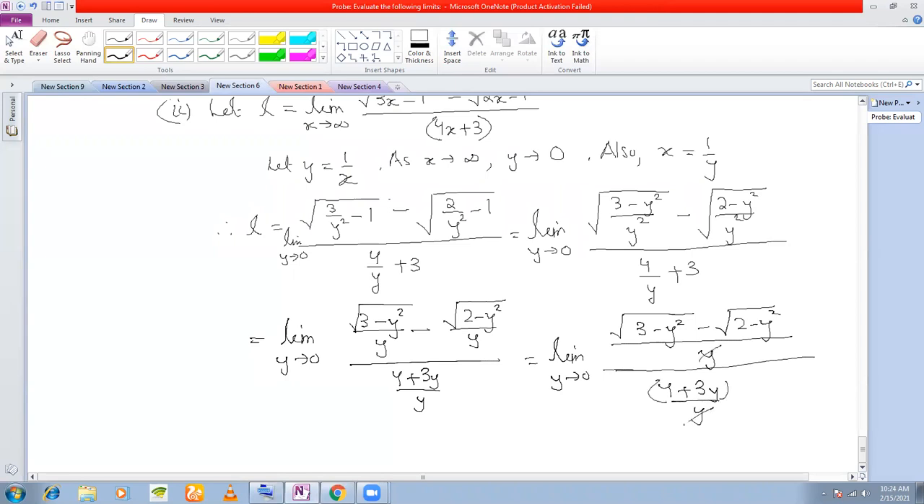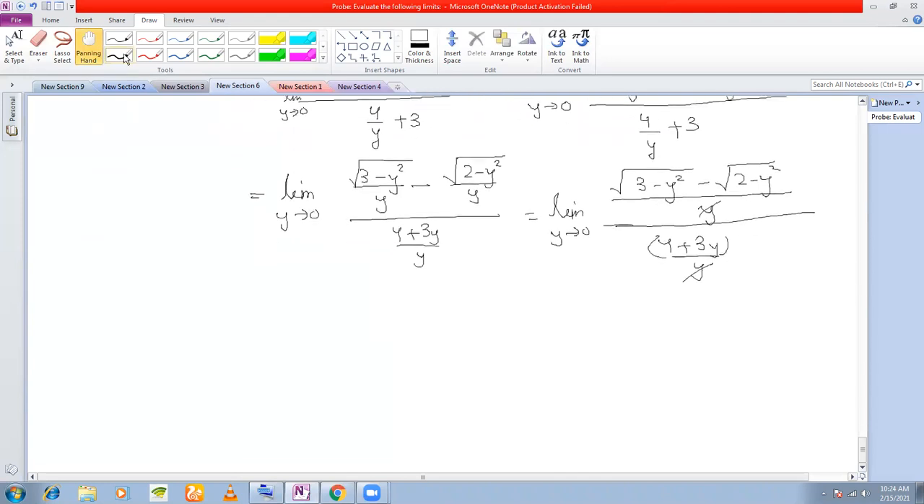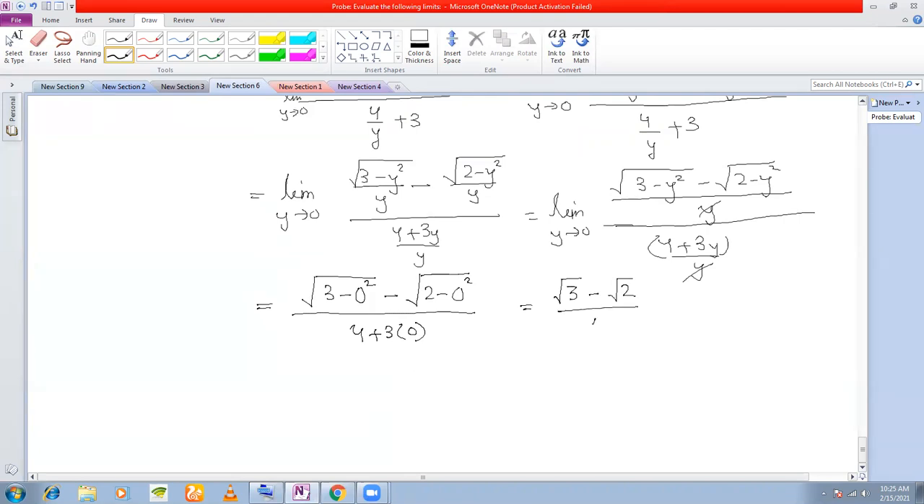Now clearly this y and this y cancel off. Now you can put y is equal to 0 and you don't get an indeterminate form. So you get root over of 3 minus 0 square minus root 2 minus 0 square, divided by 4 plus 3 into 0. So you get root 3 minus root 2 divided by 4. That is the value of the limit.